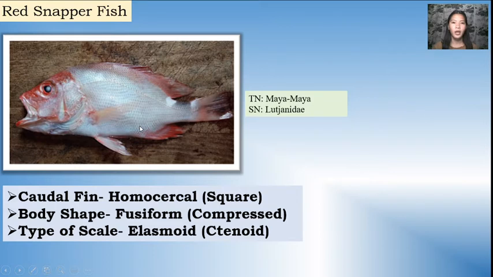So, hindi ganun kalaki yung size na nakuha kong red snapper fish or na-avail ko from the market. That is why nahirapan ako i-identify siya kung if it is tenoid or cycloid. Sabi ko siya na tenoid because this data is galing siya sa fishbase.org. So yun, para maging tama lang yung sasabihin ko dito sa presentation na to.